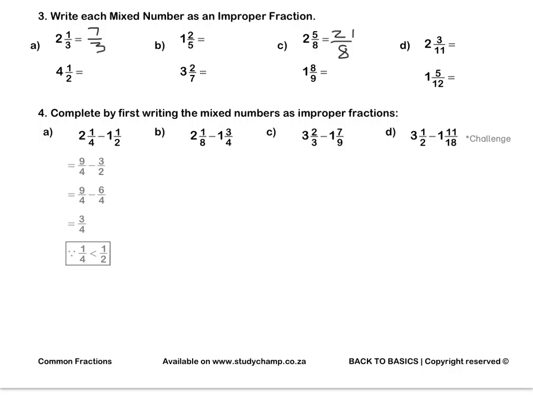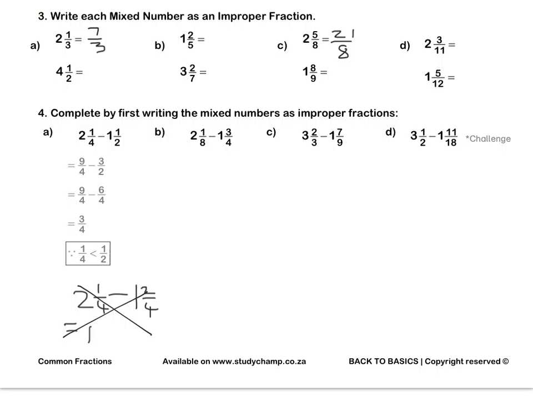Question 4. Complete by first writing the mixed numbers as improper fractions. Let's look at this sum. First, I'm going to do it like the way we did it before. We have 2 1/4 minus 1 1/2, and 1/2 is equal to 2/4. Now, 2 minus 1 is 1, but 1/4 take away 2/4 we can't do, because 1/4 is less than 2/4. Therefore, we run into a problem.